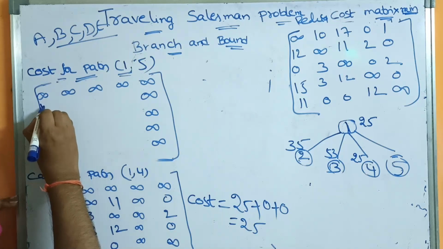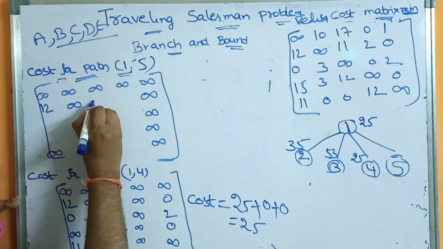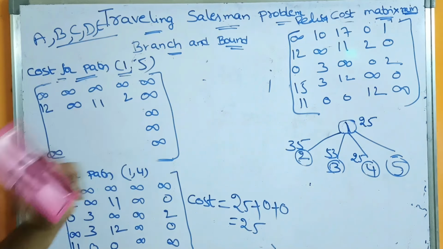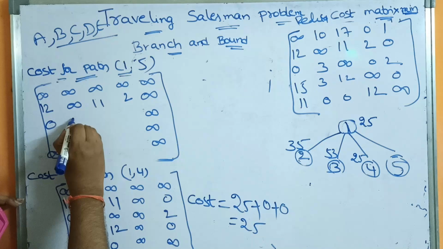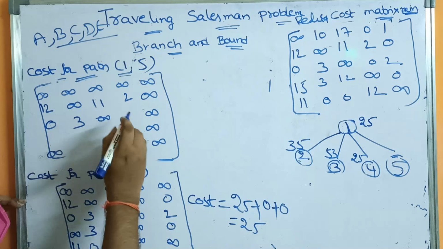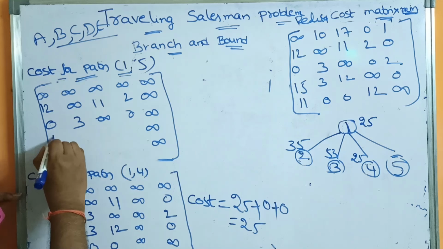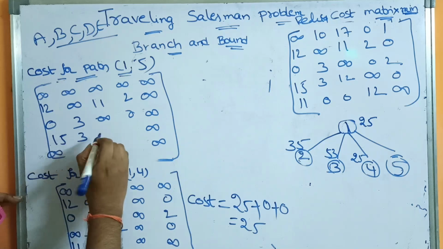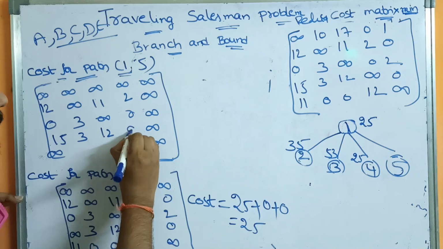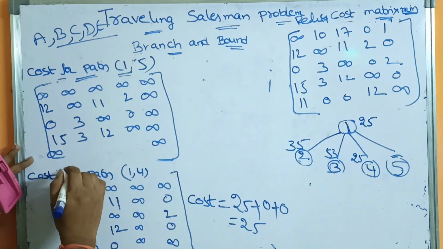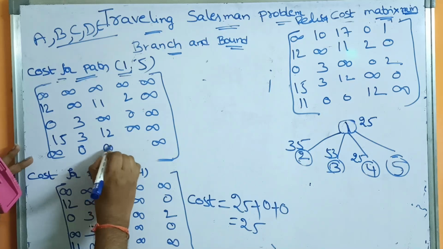Now let us note down the remaining values as it is. So 12, infinity, 11, 2. Next third row 0, 3, infinity, 0. Next fourth row 15, 3, 12, infinity. Last row 0, 0, 12.